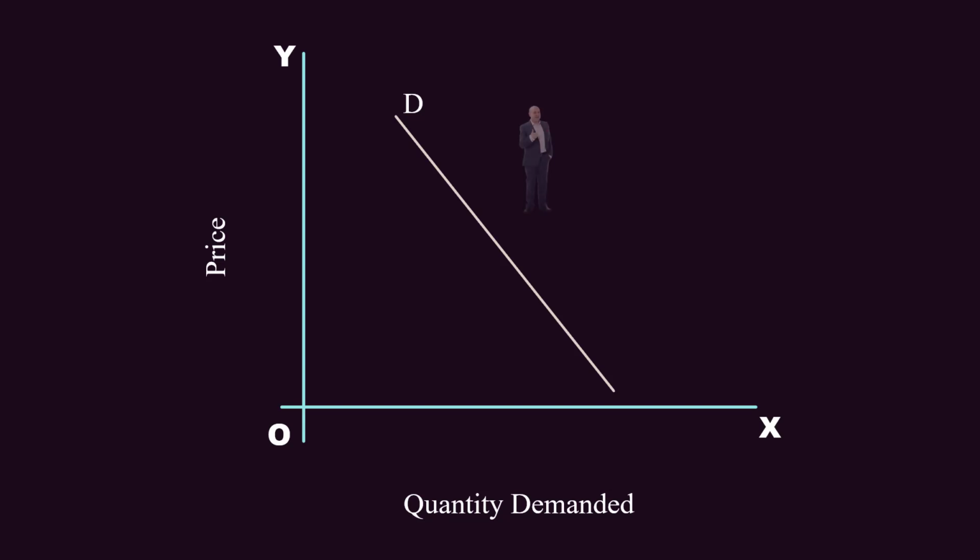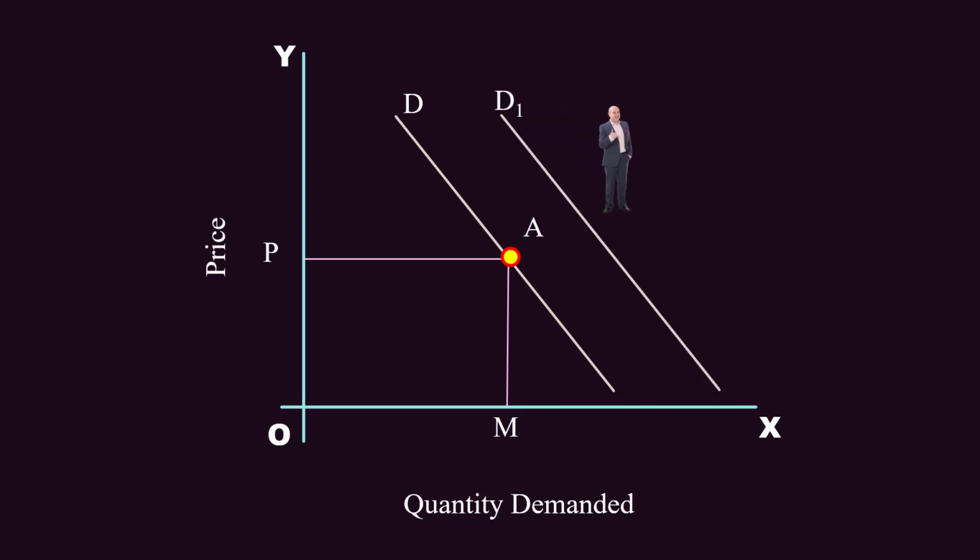To begin with, the consumer is at point A on the demand curve D. He buys M units at price P. Let us assume an increase in income enables the consumer to buy more at the existing price. He will demand more. The demand curve will shift to right. The new demand curve is D1. He moves to point B.